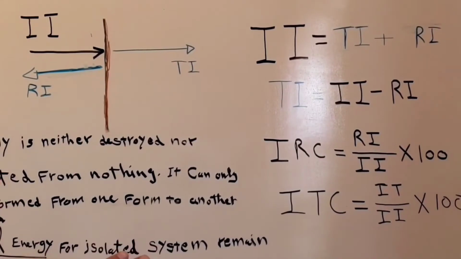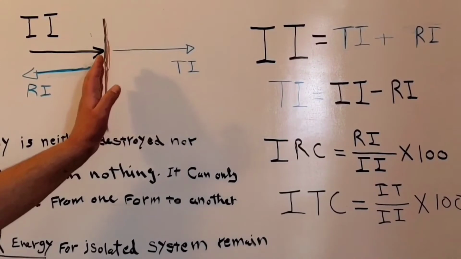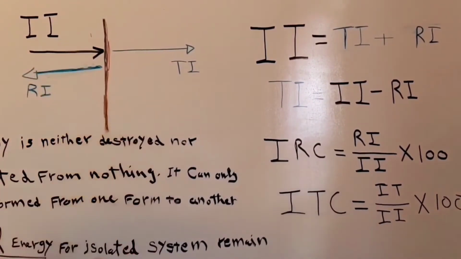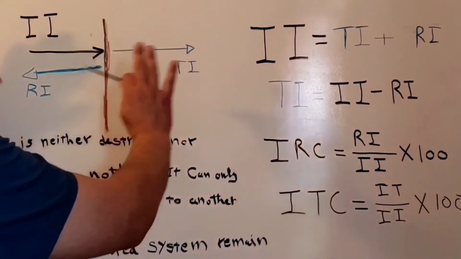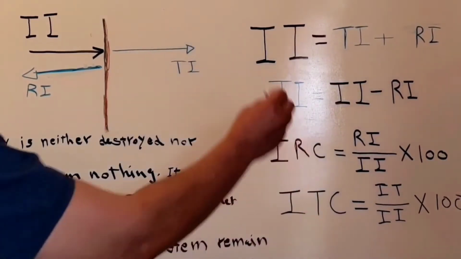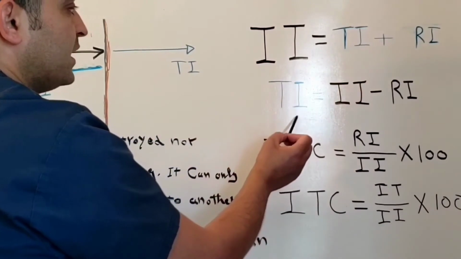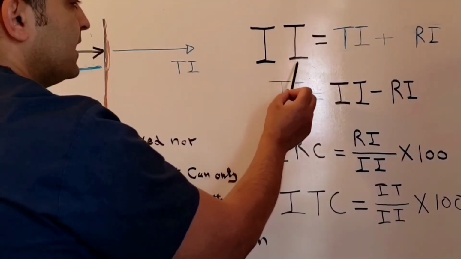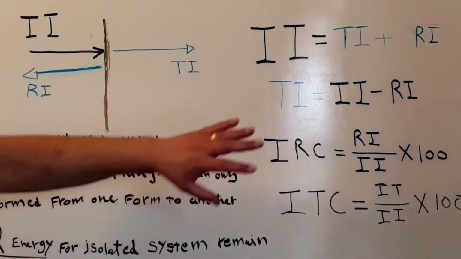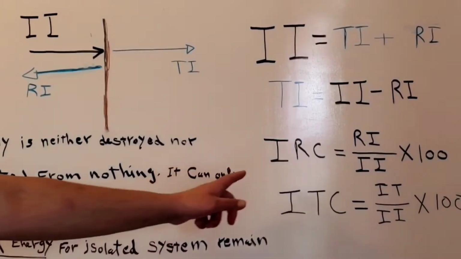But this is only if there is no energy loss, for example, if there is no absorption, because when absorption happens, the sound energy will convert to heat. So here we suppose that there is no absorption. And from this equation, we can tell that the transmitted intensity equals the incident intensity minus the reflected intensity. And we can calculate here the intensity reflection coefficient.